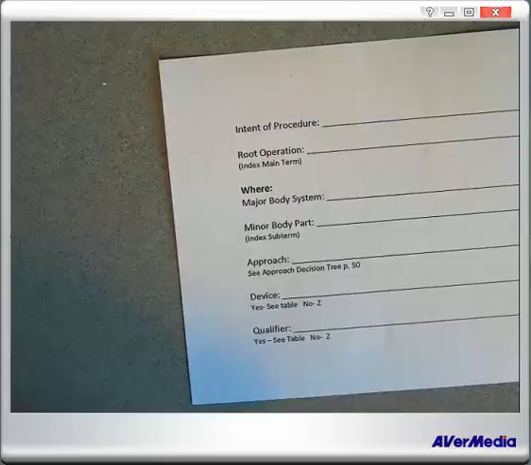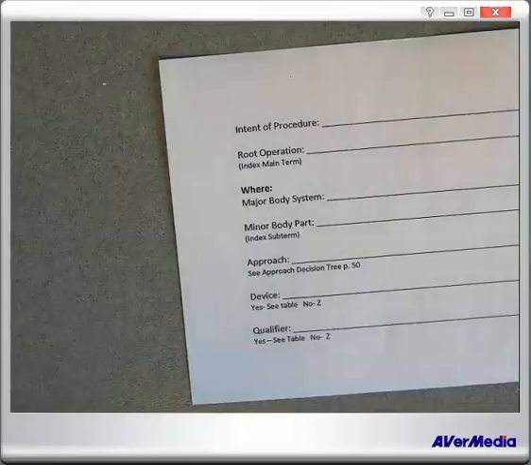That procedure would be coded as an inspection of the mediastinum, because all we did was do the thoracotomy, open them up, and look around. We didn't touch anything else. We just looked inside the mediastinum. They became unstable. Bam, we closed them up, and we'll do it another day.